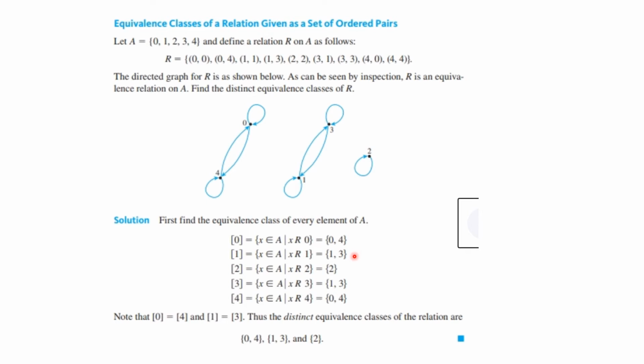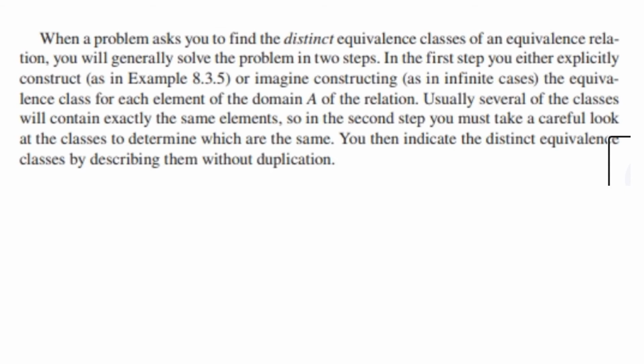The equivalence class of 1 is the set 1, 3. The equivalence class of 2 is a set containing 2, and so on. So the distinct equivalence classes are, and one of them was repeated, 1, 3 was repeated, so the distinct equivalence classes are these 3. Again, I could ask you a problem like this. When a problem asks you to find the distinct equivalence classes of an equivalence relation, you generally solve it in 2 steps. In the first step, which is what we did, you explicitly construct or imagine constructing the equivalence classes for each element, and then if there are overlaps, you can remove the overlaps.